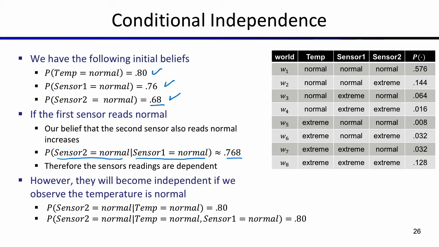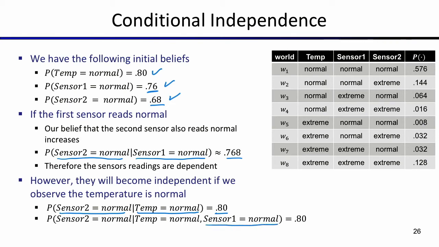So let's now look at a different setting. Let's suppose that now I know the temperature, and the temperature is normal. Okay, so the probability of sensor 2 being normal will be 0.8. So it increased from before. It was 0.76. Now that I know the temperature is normal, it increased a little bit. It went to 0.8. But if we add another piece of information, that is the reading of sensor 1.